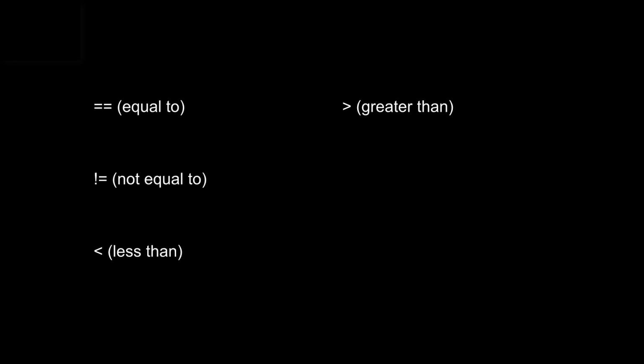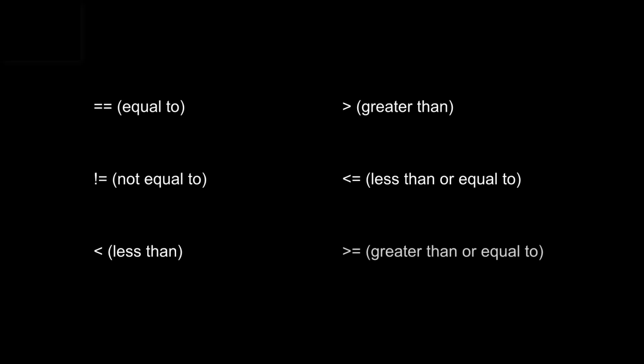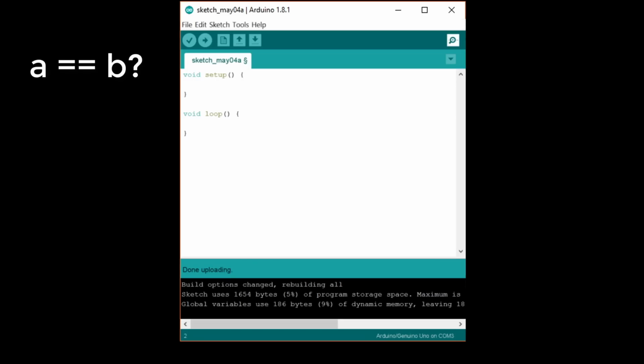You also have less than followed by an equal sign. This checks if the number on the left is less than or equal to the number on the right. Finally, the greater than symbol followed by an equal sign is similar. Is the number on the left greater than or equal to the number on the right? When we use relational operators, note that they return an integer value. The operation results in either a 1 for true or 0 for false.